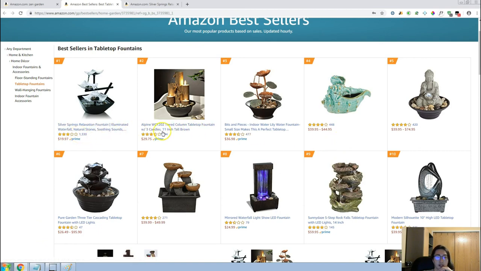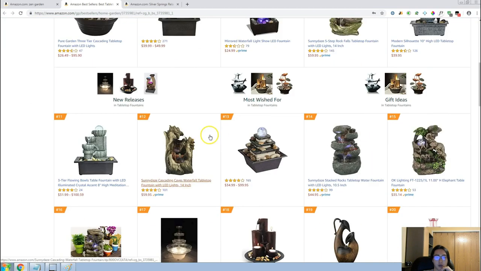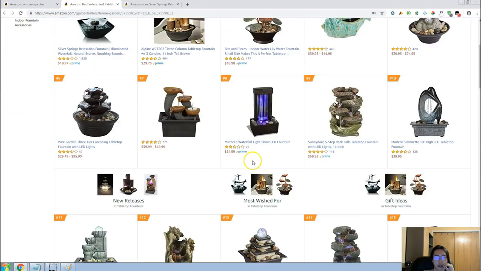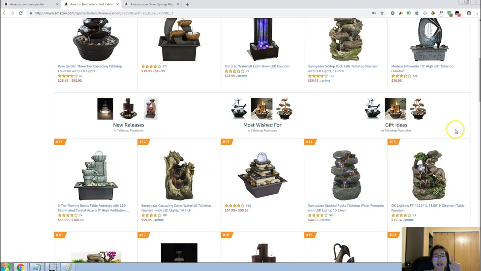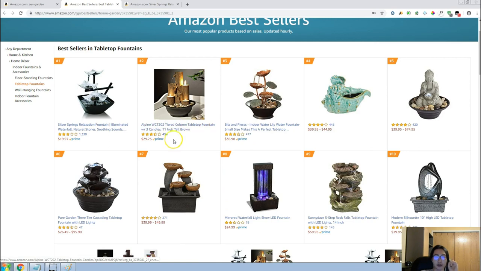Because I bet a lot of these are saying the same thing. Maybe the lights don't work. Or maybe the water overfills, or the water dries up too fast, or maybe it doesn't make the trickling sound. I don't know. Whatever the reason is, that's gonna be fundamental across all tabletop water fountains. And so what you wanna do is make sure that that's the one thing that you can fix.